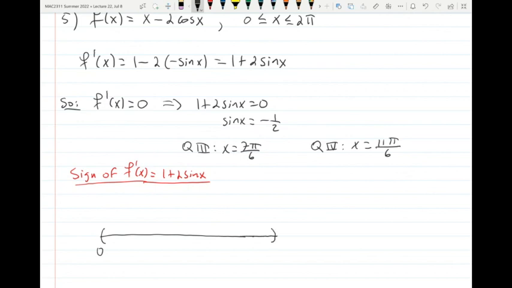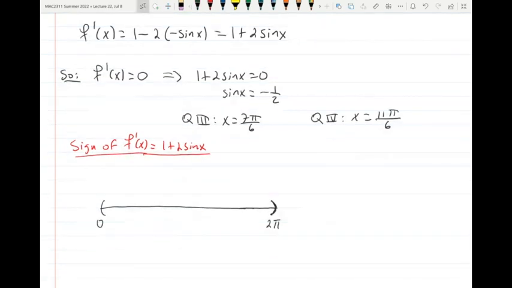Because we're looking for intervals of increasing and decreasing, there are always open intervals anyway. It doesn't make sense to have a closed interval. If you write it, it's not wrong, but there's no need, because at a single point the function is neither increasing nor decreasing. That's why I'll be writing open intervals. And then we have 7 pi over 6, then 11 pi over 6.